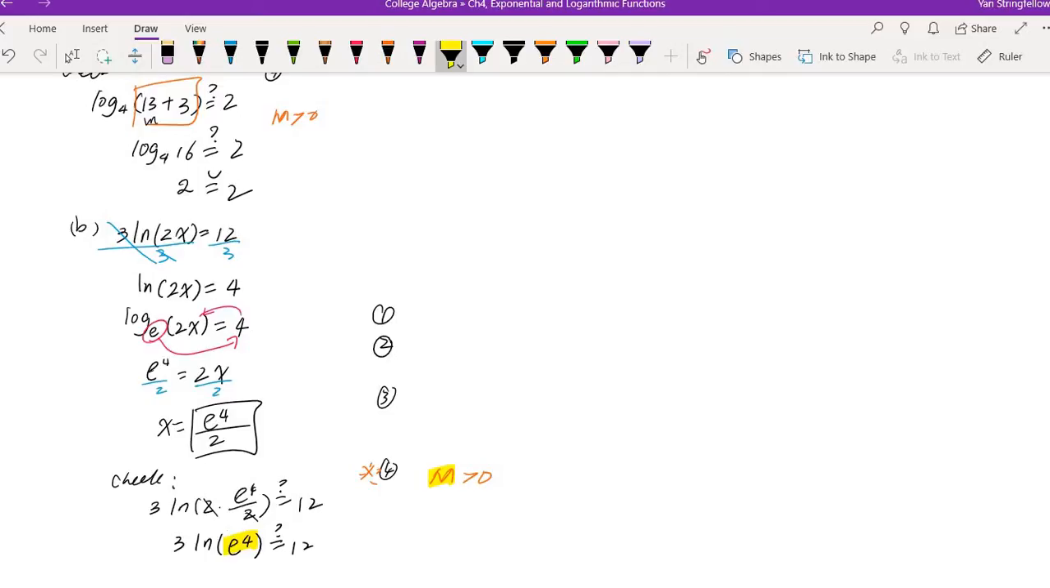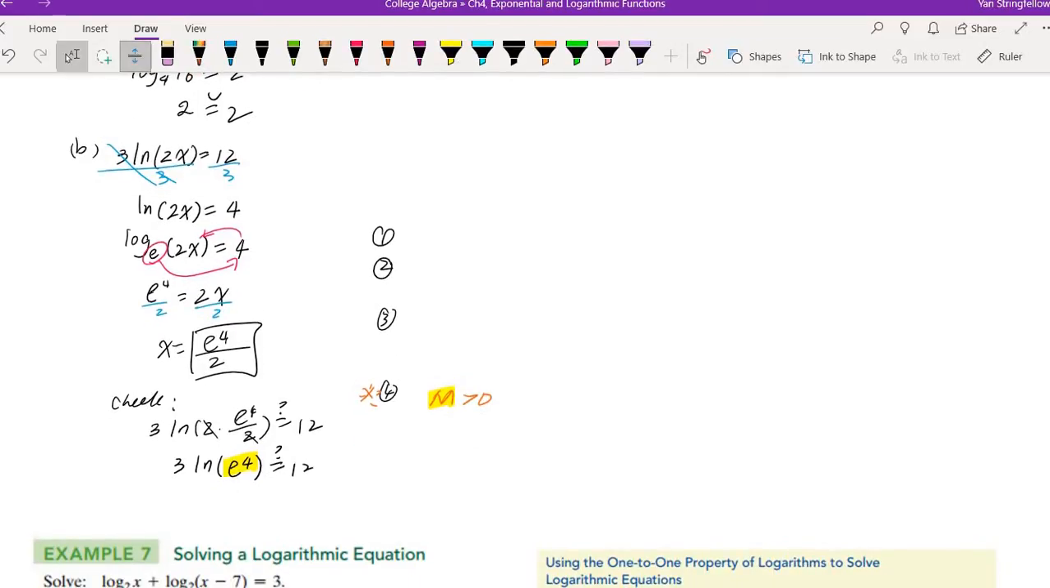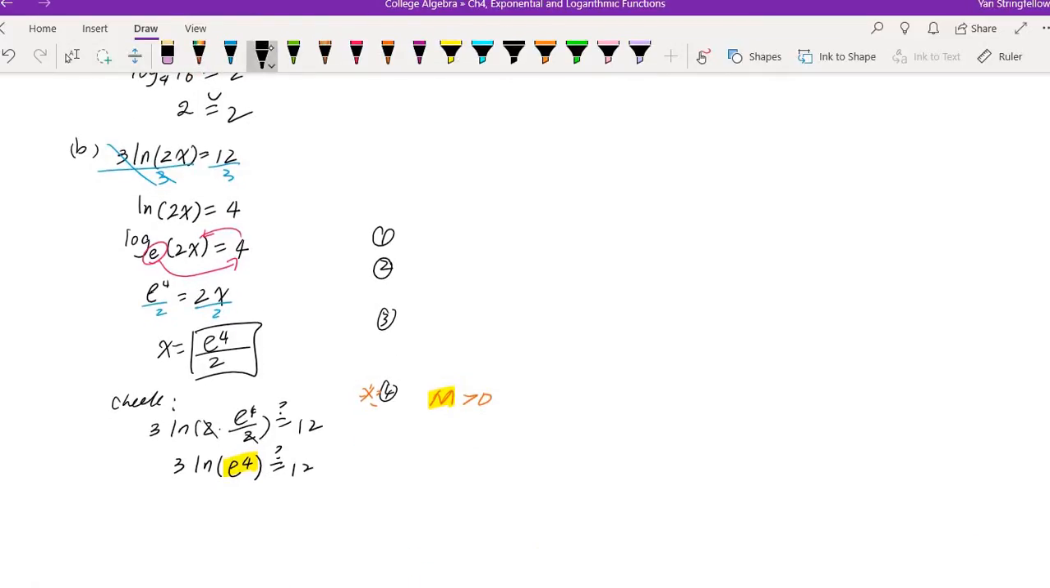But if you want to continue to check your answer, anytime we see natural log and e together, they're just going to cancel out. So you're going to have 3 times 4, which gives you 12, right? So check mark. Again, you got it correct.